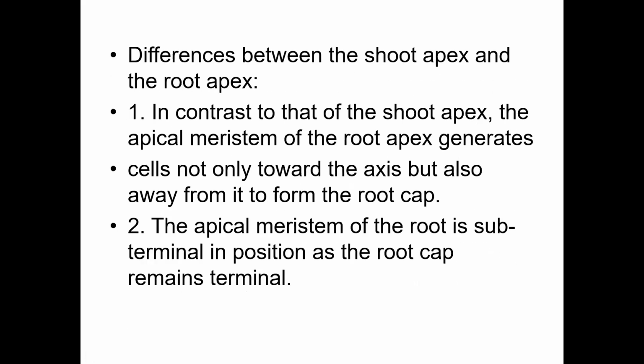So next one is the differences between the shoot apex and root apex. In contrast to the shoot apex, the apical meristem of the root generates cells not only towards the axis but also away from it to form the root cap, whereas the apical meristem of the root is subterminal in position, as the root cap remains terminal.